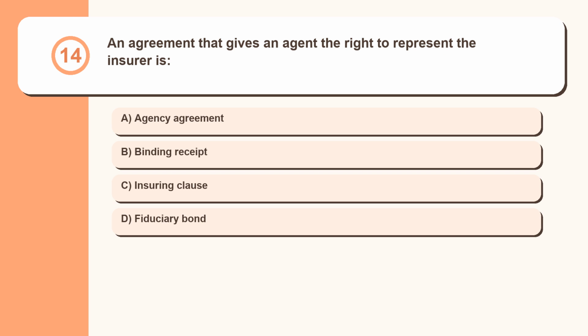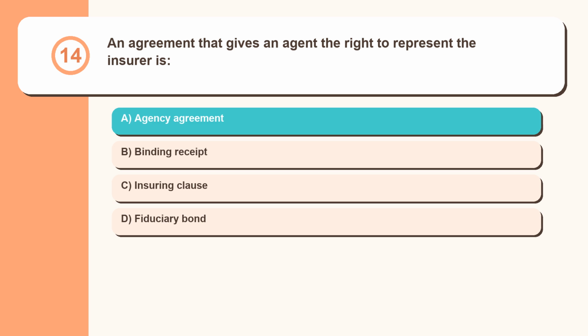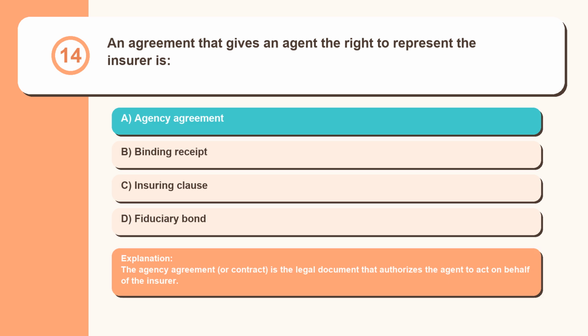Question 14. An agreement that gives an agent the right to represent the insurer is agency agreement, binding receipt, insuring clause, fiduciary bond. The agency agreement, or contract, is the legal document that authorizes the agent to act on behalf of the insurer.